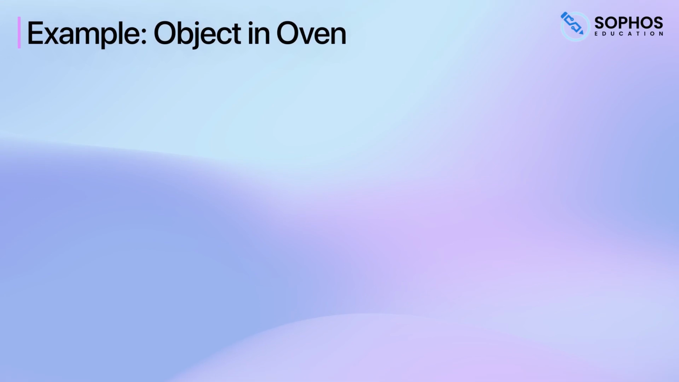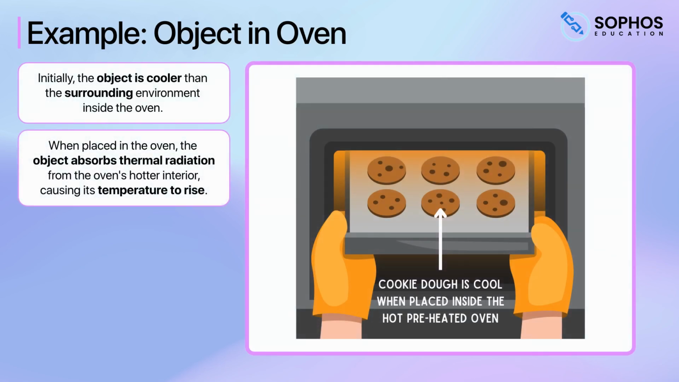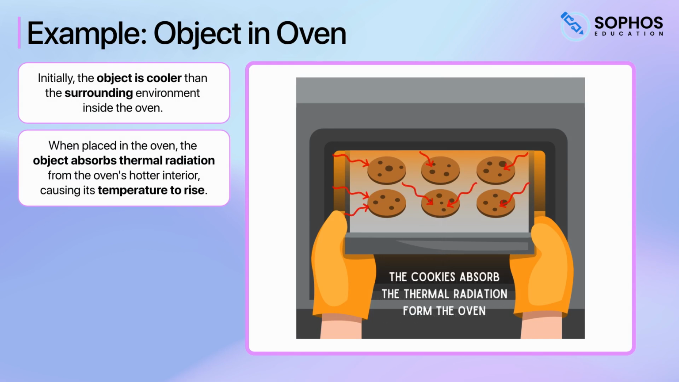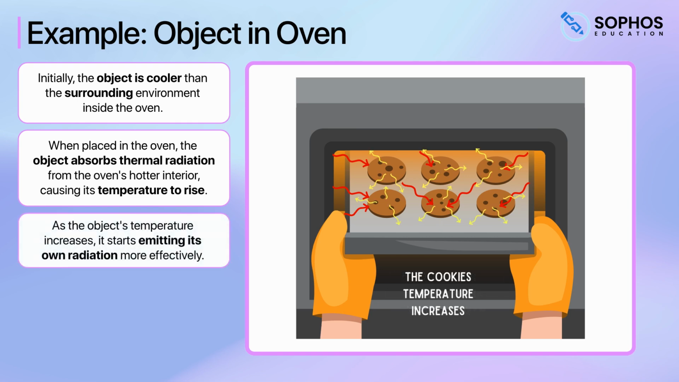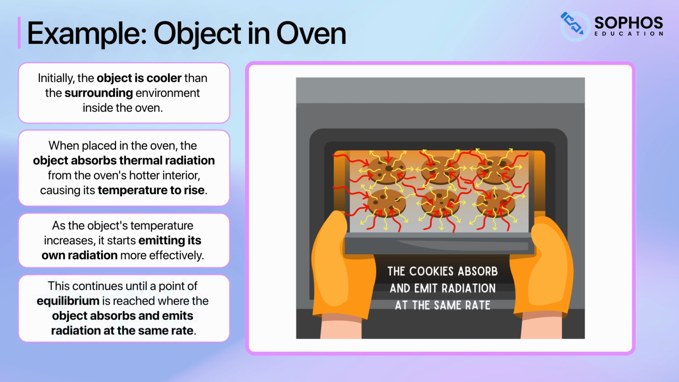To illustrate this concept, let's consider an object placed in an oven. Initially, the object is cooler than the surrounding environment inside the oven. When placed in the oven, the object absorbs thermal radiation from the oven's hotter interior, causing its temperature to rise. As the object's temperature increases, it starts emitting its own radiation more effectively. This continues until a point of equilibrium is reached where the object absorbs and emits radiation at the same rate.